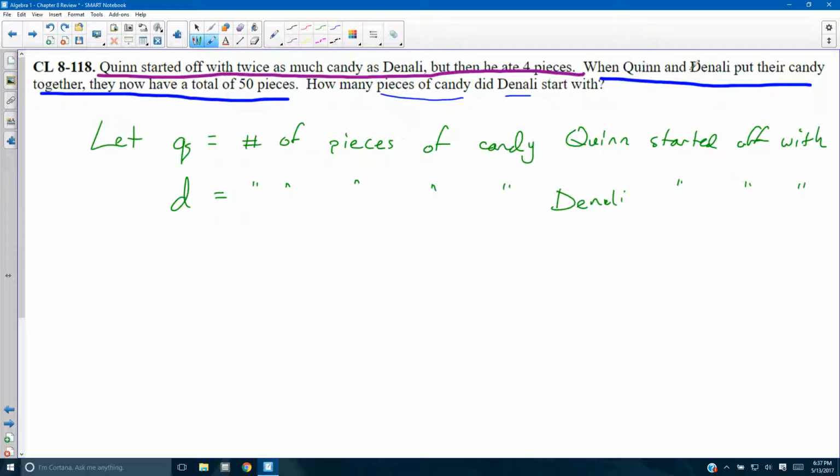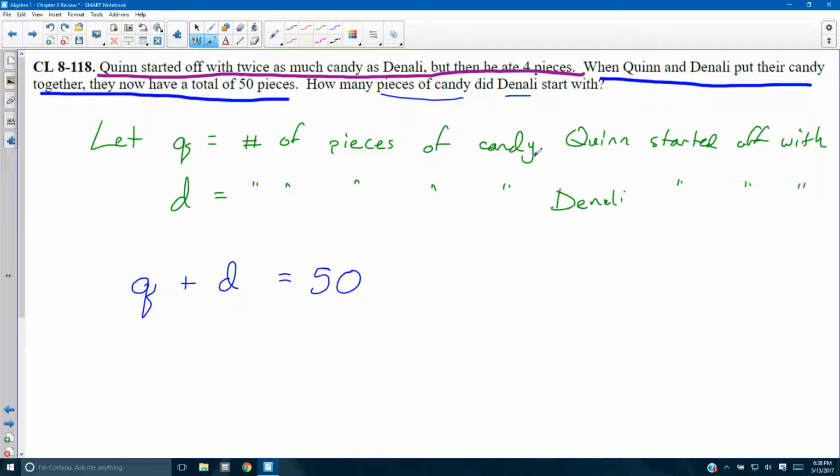So this says when Quinn and Denali put their candy together, they now have a total of 50 pieces. Hear me out when I say this and follow my cursor. When I take the number of pieces of candy Quinn started off with and add it with the number of pieces of candy Denali started off with, I will have a total of 50 pieces. What does that sound like? Q plus D equals 50. Tell me anything's wrong there.